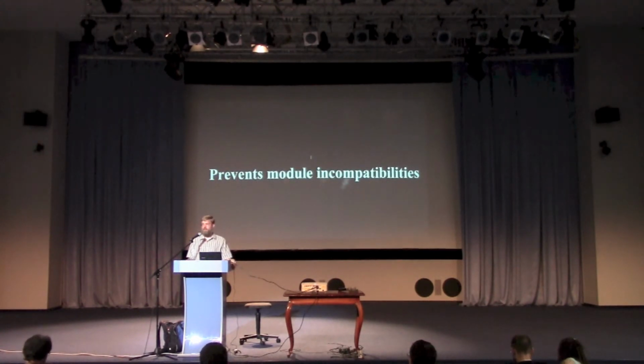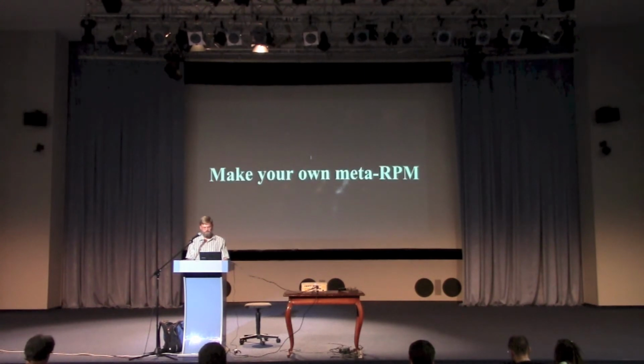RPM and yum also prevent module incompatibilities. So if there's a few different modules that would install the same file in the same place, it's possible to have those in the same yum repository, but RPM will refuse to overwrite the one with the other. So that can stop certain problems from happening that you may not notice otherwise.